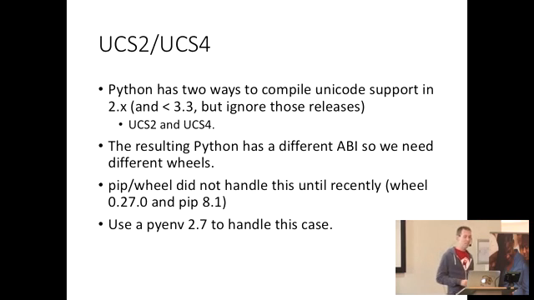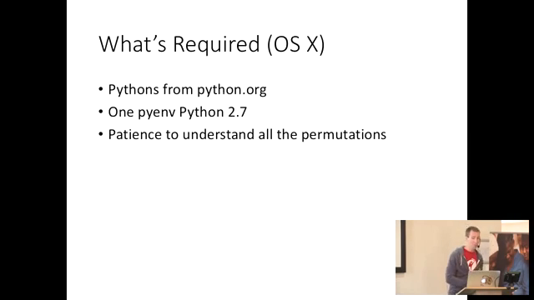This isn't surprising because PyEnv is used on more than just OS X, and on Linux, UCS4 has been the standard thing for quite some time. But it does add an additional configuration we need to care about because UCS2 and UCS4 means a different ABI, which means we need a different wheel. So, to handle all the things we actually need to do, we need Python.org Pythons. We need one PyEnv Python 2.7 that's built in UCS4 mode. And we need the patience to understand this ridiculous explosion of permutations.